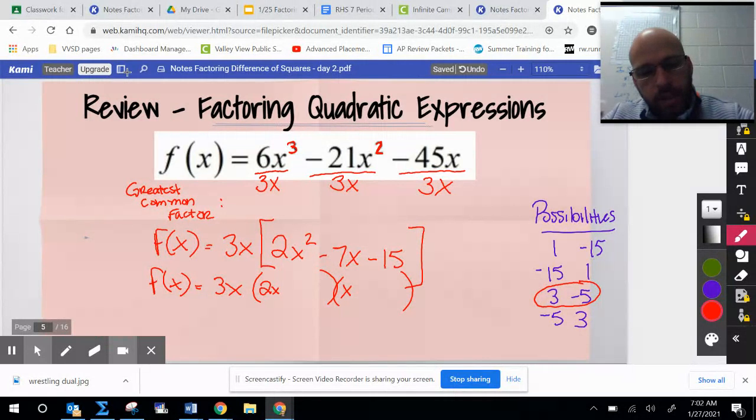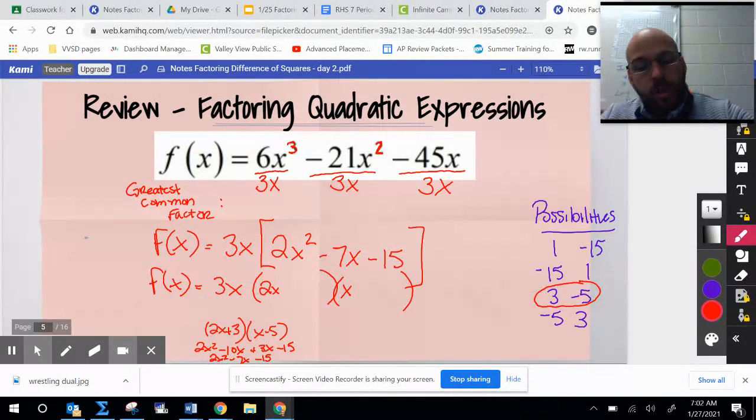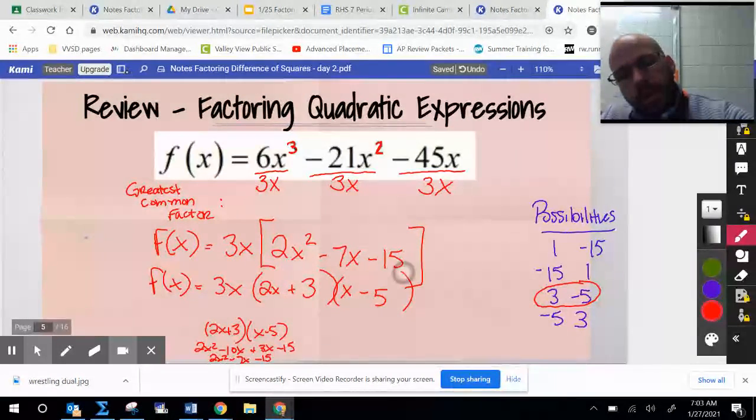Okay, so I'm going to come down here. I'm going to say 2x plus 3, x minus 5. If I distribute, 2x times x is a 2x squared. 2x times a negative 5 is negative 10x plus 3x minus 15. So then I get a negative 7x in the middle, which is what I want. Okay, so this is going to be 2x plus 3, x minus 5.